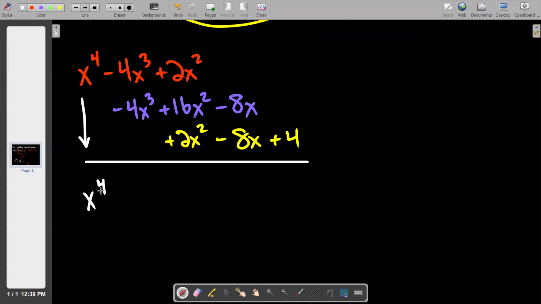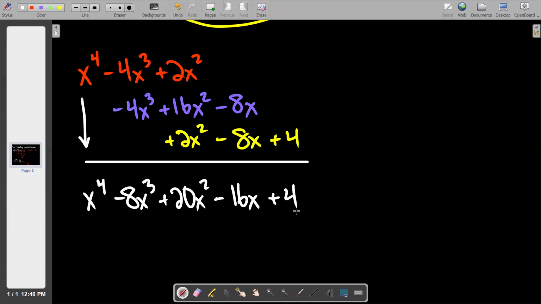How many x cubes are we going to get? How many quadratic terms are we going to get? 20? Linear terms? Yep. And constant term? Good. And don't forget that that's not actually the end of the problem. So that's just that one part of it.